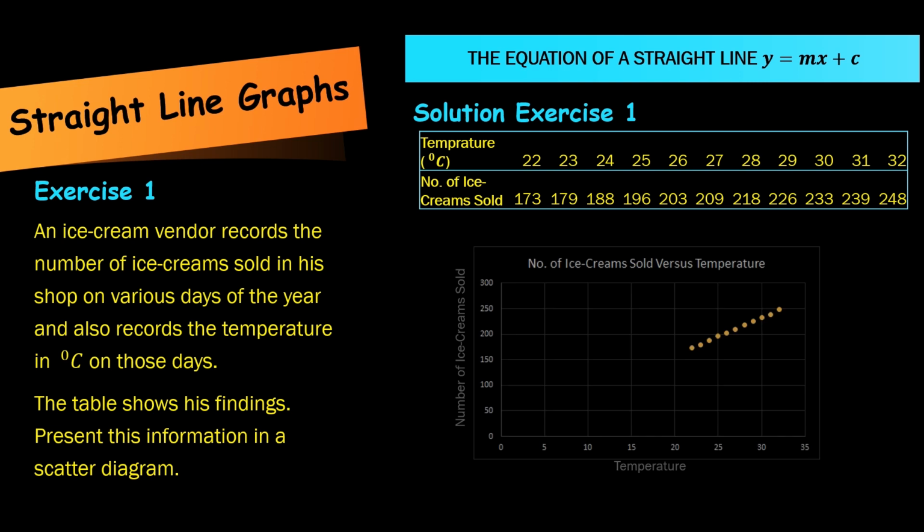Here's the diagram. We have temperature on the x-axis and we have the number of ice creams sold on the y-axis. 22, 173 goes here, 23, 179 goes here, and so on. 30, 233 goes here, 31, 239, and 32, 248.